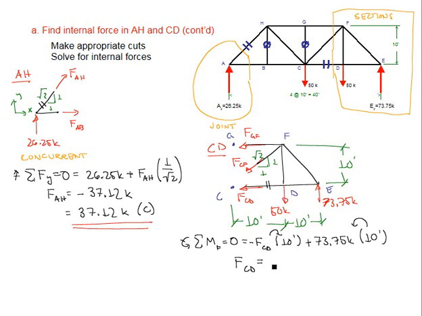Therefore, the force in member CD is 73.75 kips. It comes out positive, meaning our assumed direction was correct. It is in tension. There are our answers.